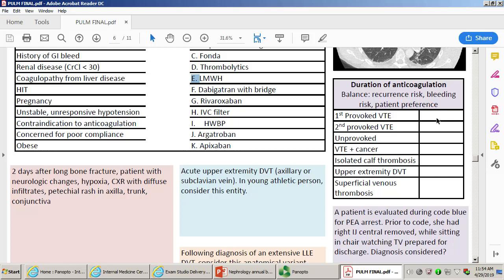What if they come in with that on Lovenox? Keep the Lovenox, but then you can check anti-Xa levels on it to confirm. Smart.